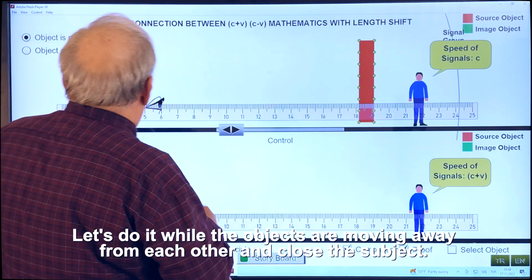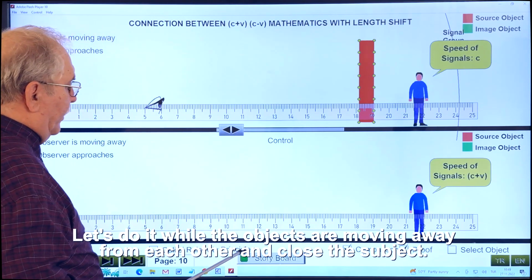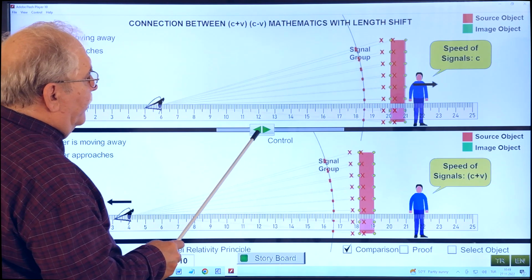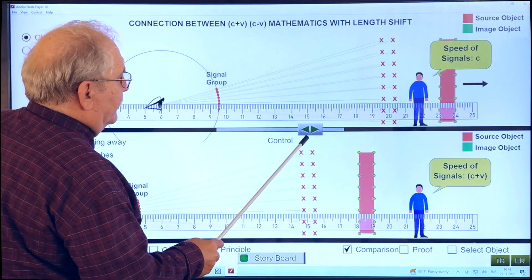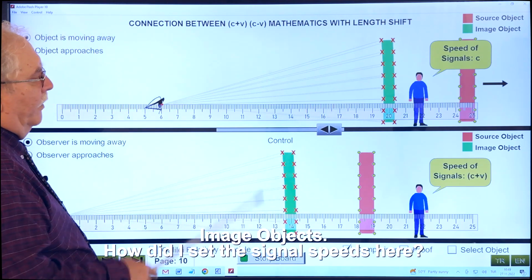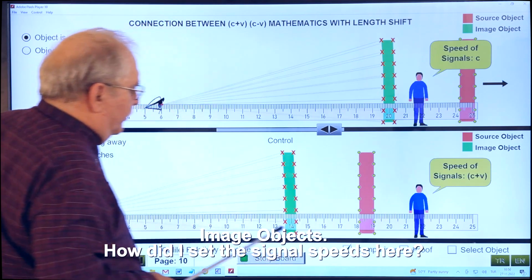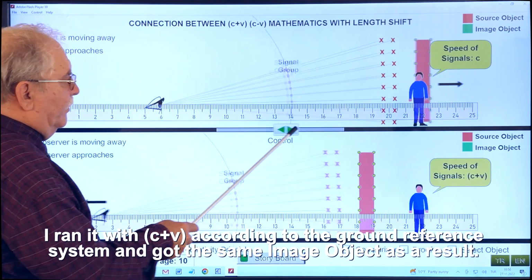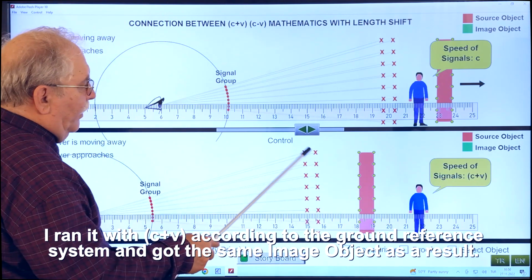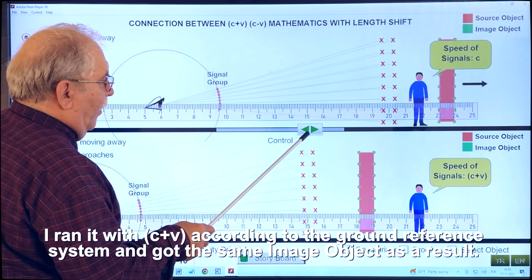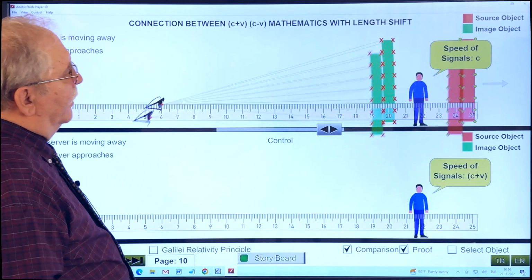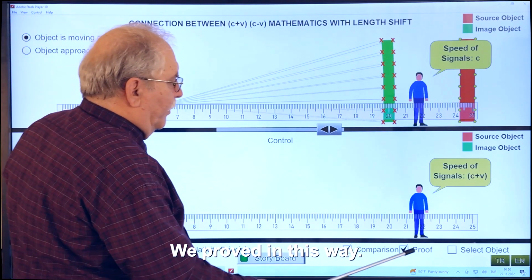Let's do it while the objects are moving away from each other and close the subject. Starting. Image objects. How did I set the signal speeds here? I ran it with c plus v according to the ground reference system and got the same image object as a result. Let's prove. We proved in this way.